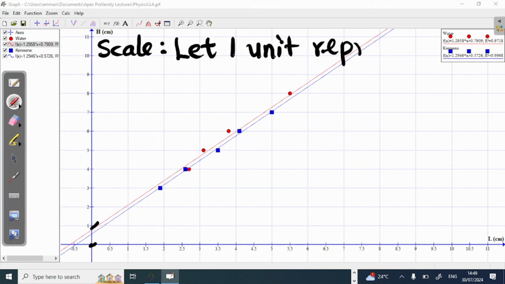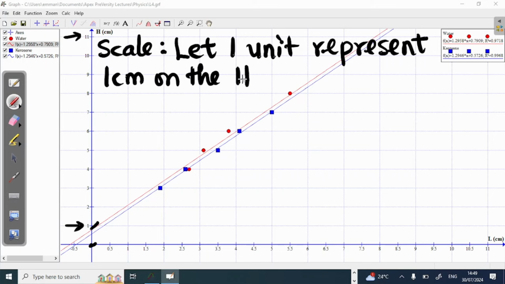represent. So 1 unit from here to here is 1 unit, and you can see that the number here is actually 1. So it becomes 1. The units here is h in cm. So represent 1 cm on the h axis, because I'm plotting h there, which is my real depth.